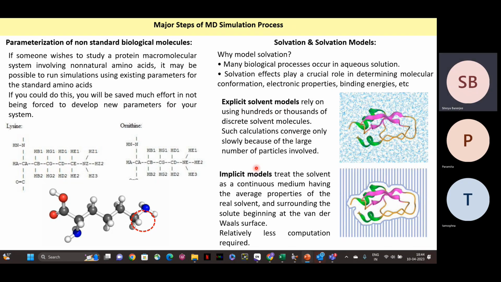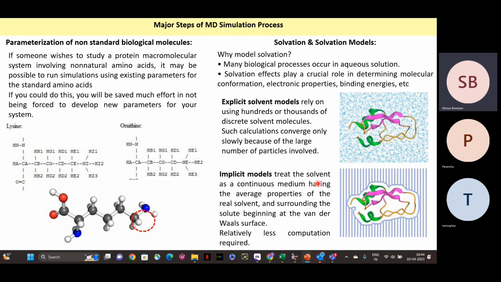So there are two kinds of solvation models. The explicit solvent models rely on using hundreds or thousands of discrete solvent molecules. Such calculations converge only slowly because of the large number of particles involved. So in explicit solvent models, in the simulation model, you have to place hundreds of thousands of different solvent molecules. And because there are so many solvent molecules, the simulation will take a large time to run, but it will be more accurate because it is closer to the real system.